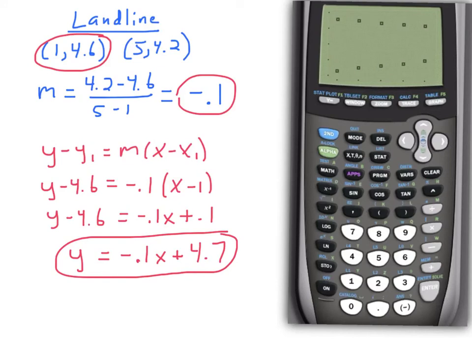Now, I'm going to have to clear this screen to leave myself room to create the other equation, but keep that equation in mind. We have y equals negative 0.1x plus 4.7, and that should represent the landline data pretty well.